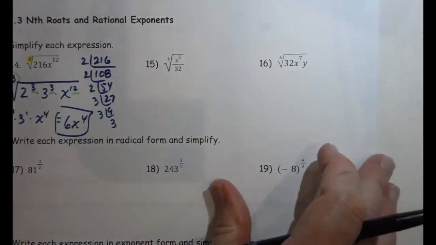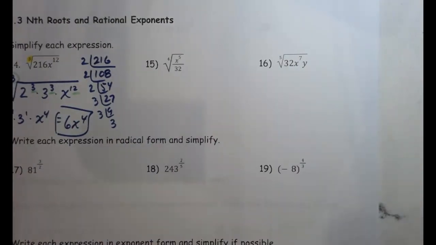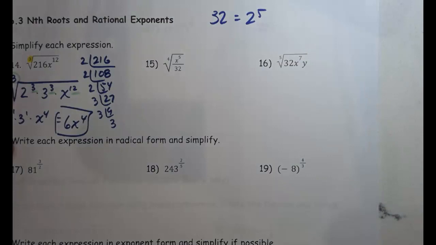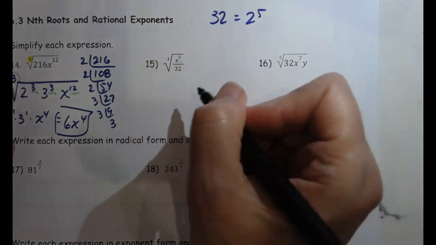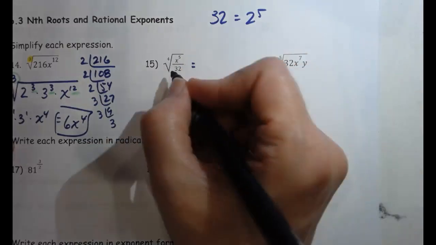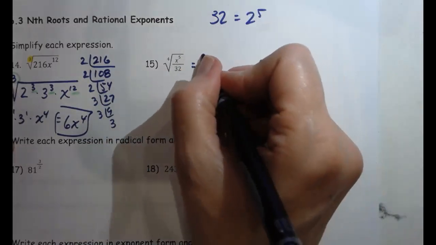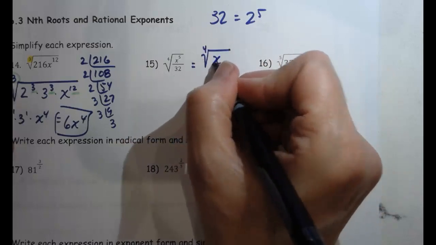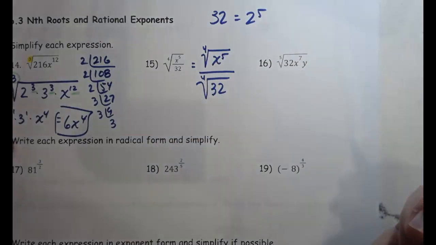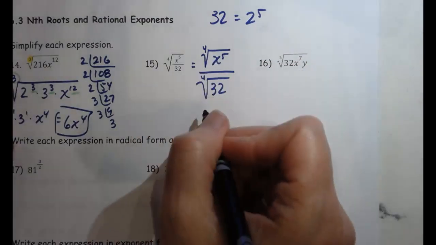Next, 15 and 16, both of them have 32 under those radicals. We've talked about in class how important it is to know that 32 is 2 to the 5th. That will save you time from having to make that factor ladder every time. So very quickly here, let's simplify the 4th root of x to the 5th over 32. First of all, remember that means the same thing as the 4th root of x to the 5th over the 4th root of 32. Save you some time. Go ahead and divide that up.